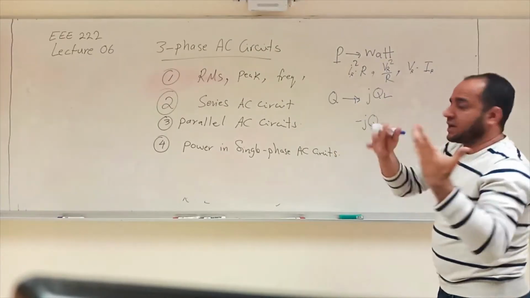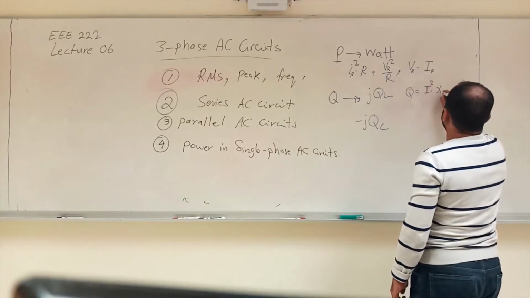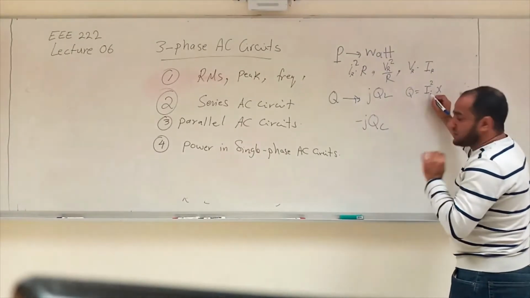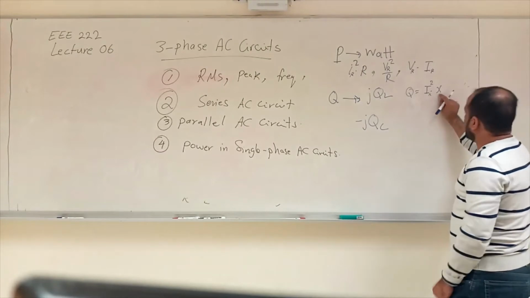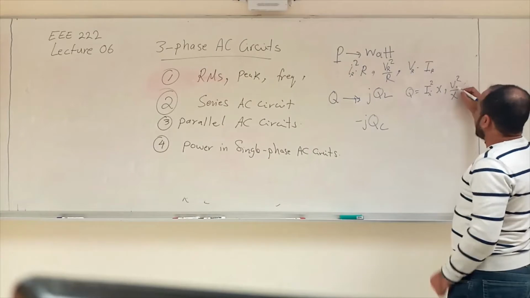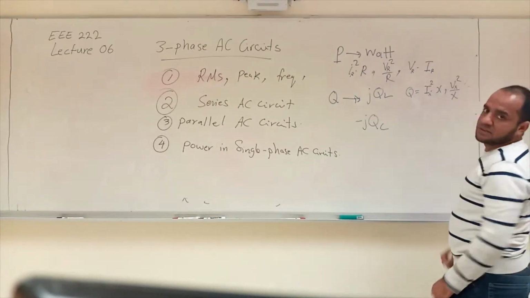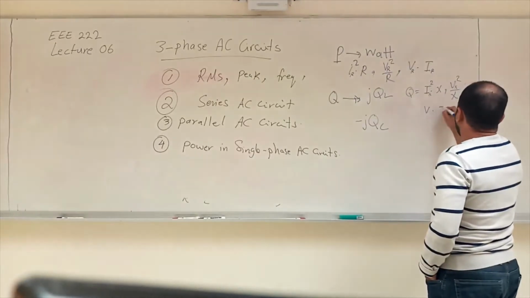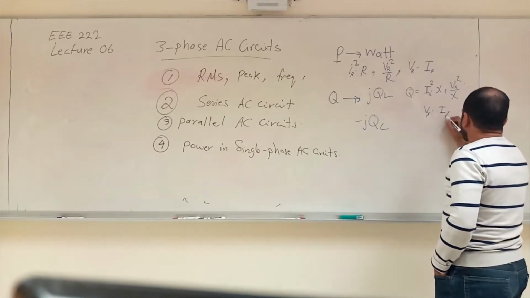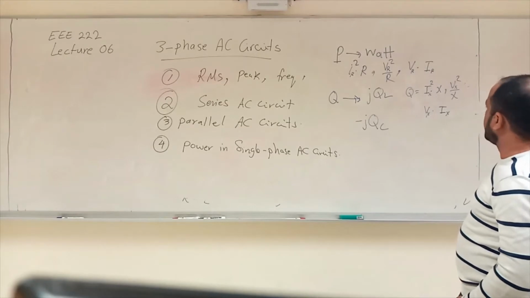So in general, let me call it X. Q will be I squared times X, not any I. The I that flows through that X, whether it is XL or XC. Or V squared over X. Again, not any voltage, no. The voltage across that X, right? Or V times I. Again, not any voltage or I. It's the voltage across that X and the current flowing through that X, right? Okay.